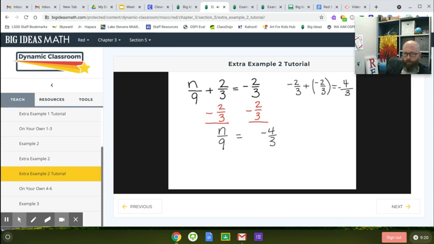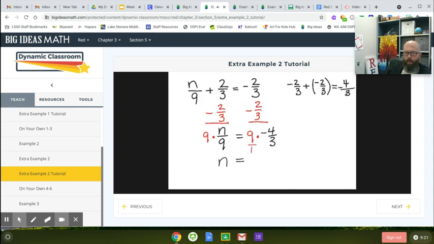Now we have n divided by 9 equals negative 4/3. To get n by itself, we need to use the inverse operation of division, that is multiplication. So we multiply by 9. Now since we multiplied by 9 on the left, we must also multiply by 9 on the right side of the equation. So now let's simplify. 9 times n divided by 9 gives us 1n, which is just an n, and that's equal to 9 times negative 4/3. Remember, when we multiply a whole number by a fraction, the whole number is over 1.